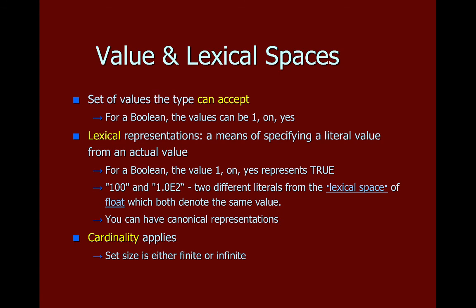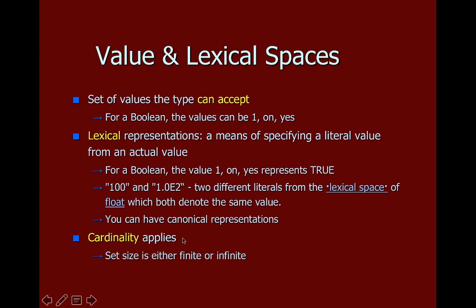The set of values the type can accept is the value space, and lexical representations are a set of representations for values, and that's the lexical space. So you may have the same value, but you can represent it in different ways. For a Boolean value, you can use 1 to represent true, or maybe "true" to represent true, or "yes" to represent true. Or if you have a number like 100, it could be represented in 2 different ways. So in terms of the value space, there is only one value, but you can have different lexical representations, right? For that one element in the value space, you have 2 or more possible elements in the lexical space.